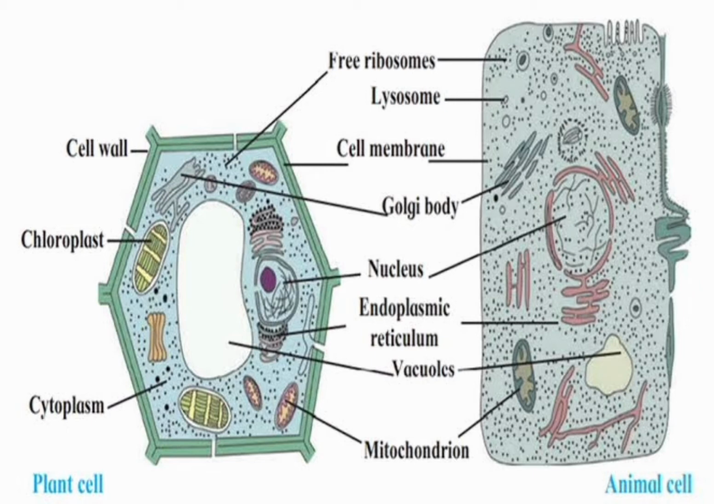So let us begin with the cell wall. The cell wall is the outermost covering of a cell. It is present only in plant cells. So in the figure you can see that the cell wall is only present in the plant cell and not in the animal cell.